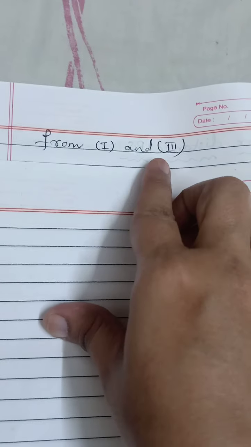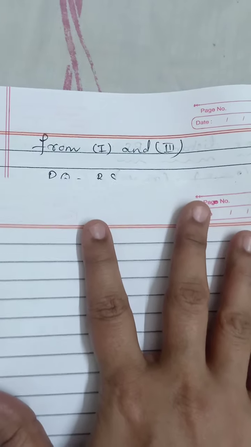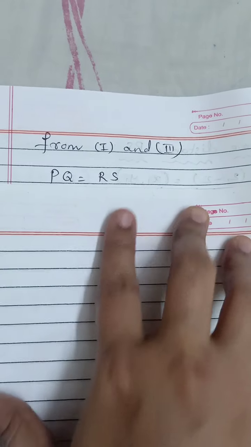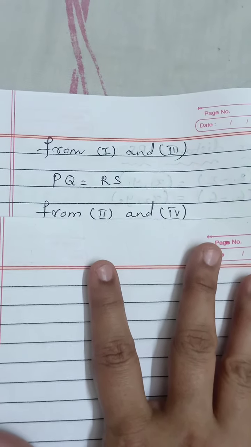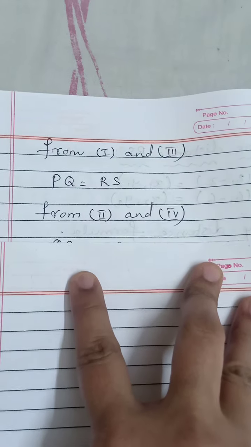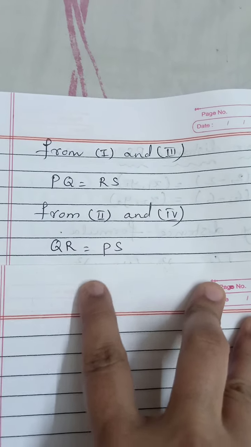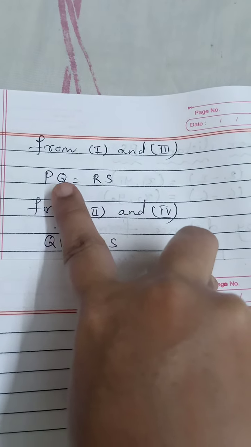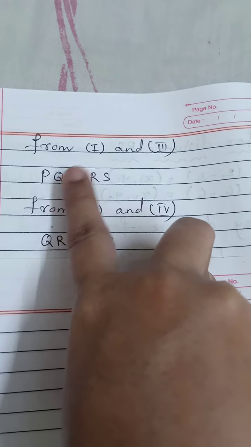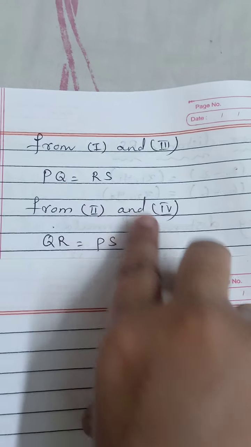So from equation 1 and 3, as I have explained to you, we have got that PQ is equal to RS, and from equation 2 and 4, we have got that QR is equal to PS. And this PQ and RS are nothing but the opposite sides of a parallelogram.